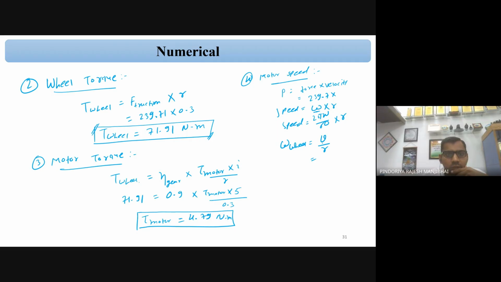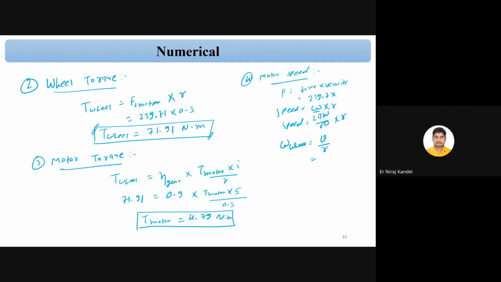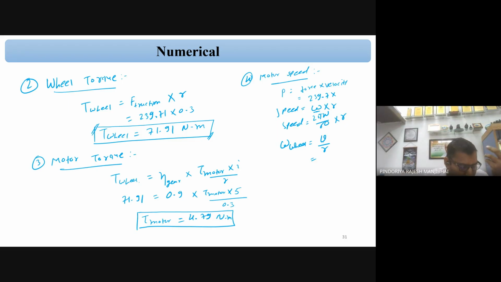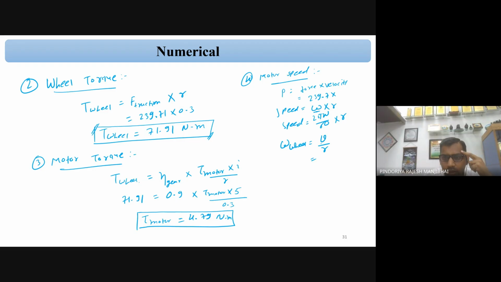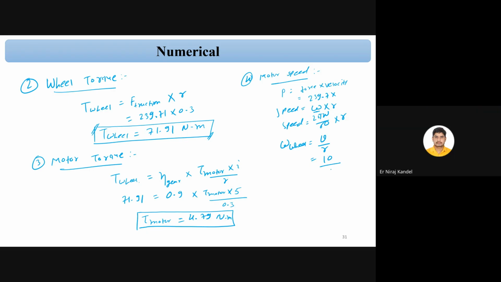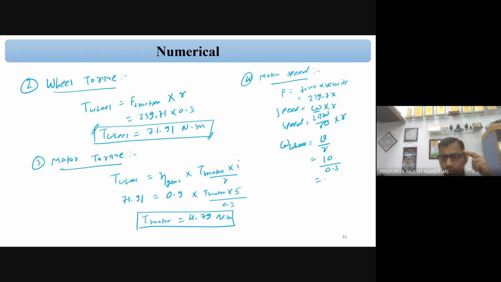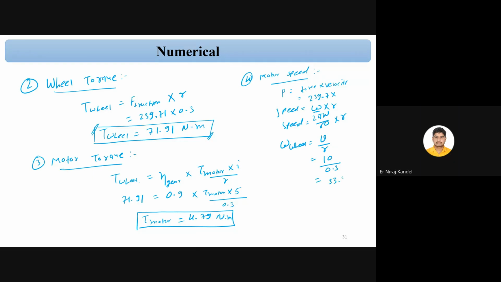So what is the velocity? 36 kilometer per hour. So it must be 10. We have to convert into meter per second. So V is 10, and radius 0.3. So how much? That is 10 by 3. So you also have to multiply? Yes, sorry, it is correct. No need to multiply. 33.33 radian per second.